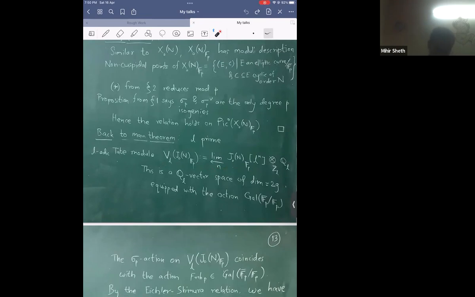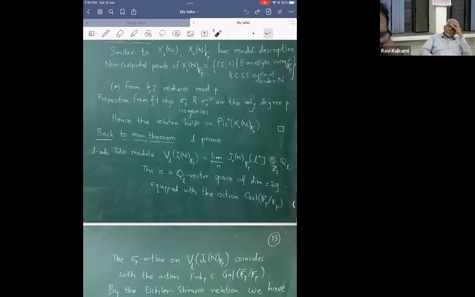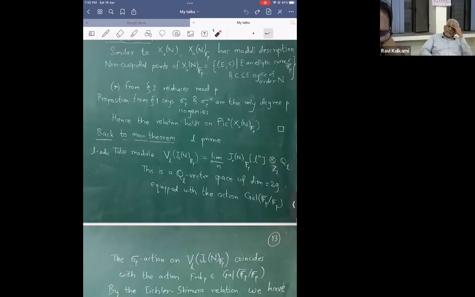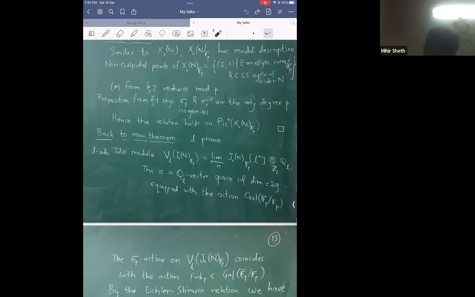From the modular form you get the elliptic curve, and from the elliptic curve you get the Galois representation. So this Galois representation coming from that particular elliptic curve EF is the standard procedure. You first get EF from the modular form F, and then you get the Galois representation.